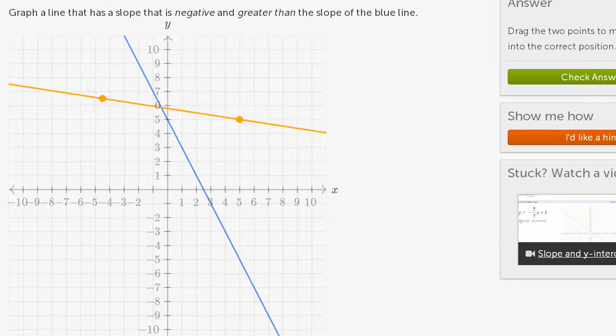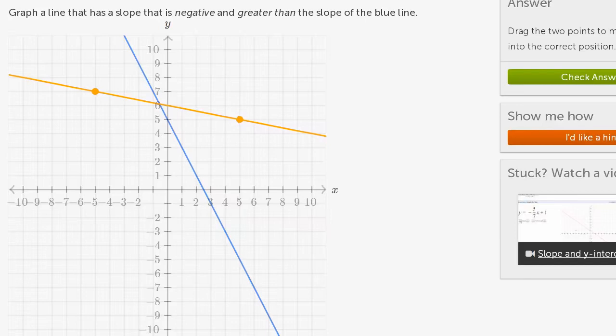Notice, as x is increasing, the line is going down. Your y value is decreasing. When x is negative 5, your y is 7, while when x is 5, your y is 5. So x has increased, but y has gone down. So this is a negative slope. So they say graph a line that has a slope that is negative and greater than the slope of the blue line. So the blue line also has a negative slope.